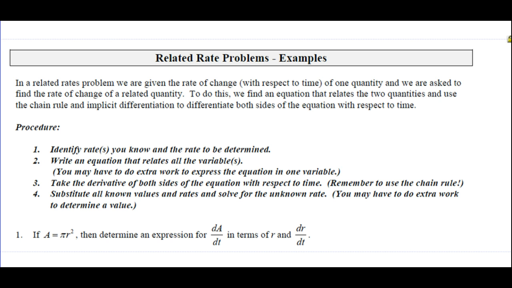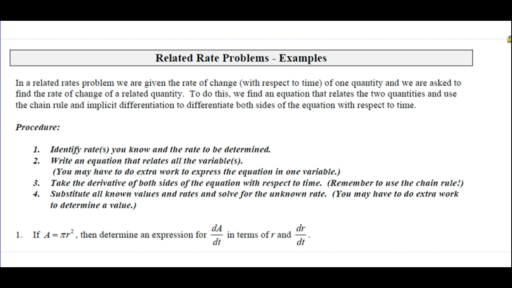To do this, we want to find an equation that relates the two quantities. So we're talking about area and radius, we'll use the area formula. If we're talking about volume and radius, we'll use the volume formula, which hopefully has a radius in there. We're going to use the chain rule and implicit differentiation to differentiate both sides with respect to time.